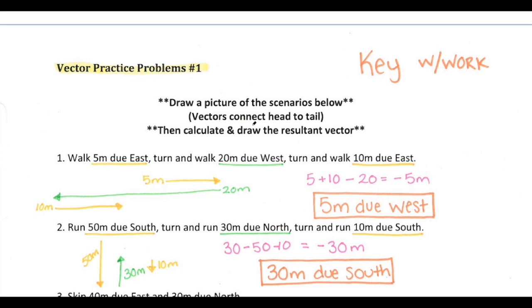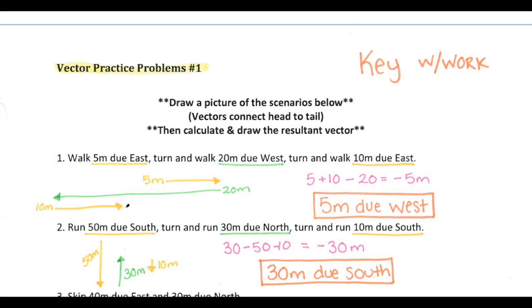All right, so I want to figure out the scenarios below. I'm drawing my vector, connecting it tip to tail. So tip to tail just means literally the tip of the vector to the tail of the next. So no matter what sort of scenario is going on, I'm always connecting it tip to the tail of the next, over and over and over again. Doesn't matter how many vectors I have. Okay, so I'm walking 5 meters east. That's what's going on here. 5 meters to the eastward direction. I turn and I walk 20 meters west. And then I turn and walk 10 meters east.